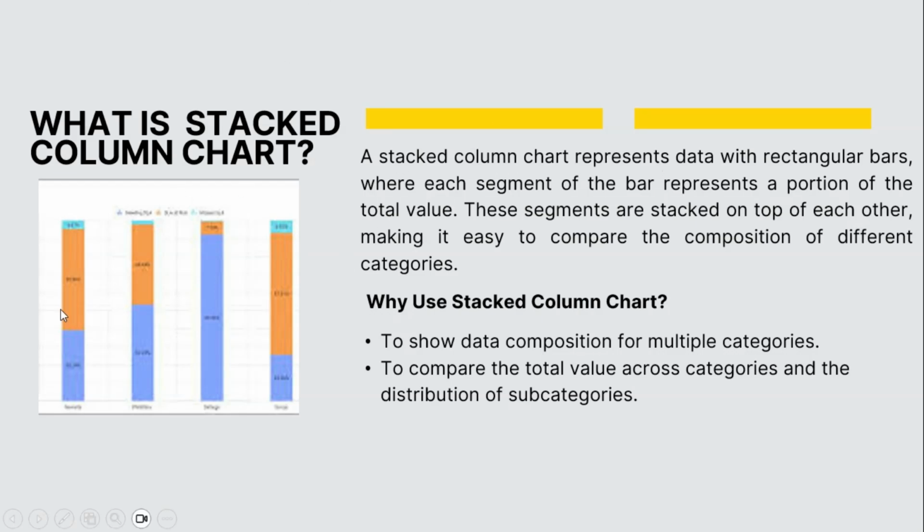A stack column chart represents data with rectangular bars. As you can see, this is a rectangular bar, where each segment of the bar represents a portion of the total value. These segments are stacked on top of each other so that it makes it easy to compare the composition of different categories. Why use stack column charts? To show data composition for multiple categories, to compare the total value across categories and the distribution of subcategories.